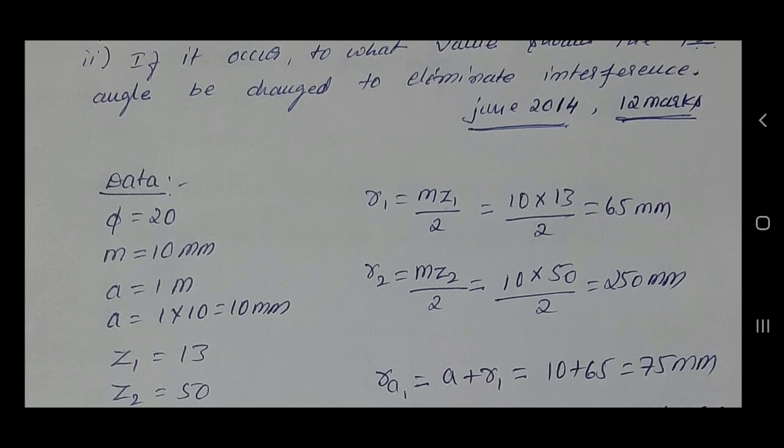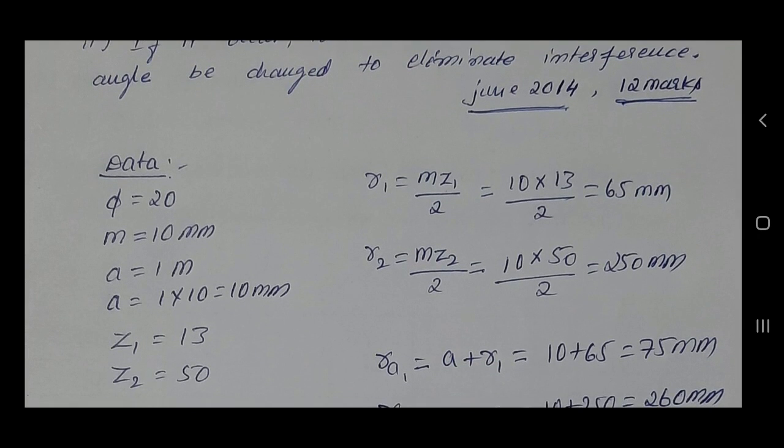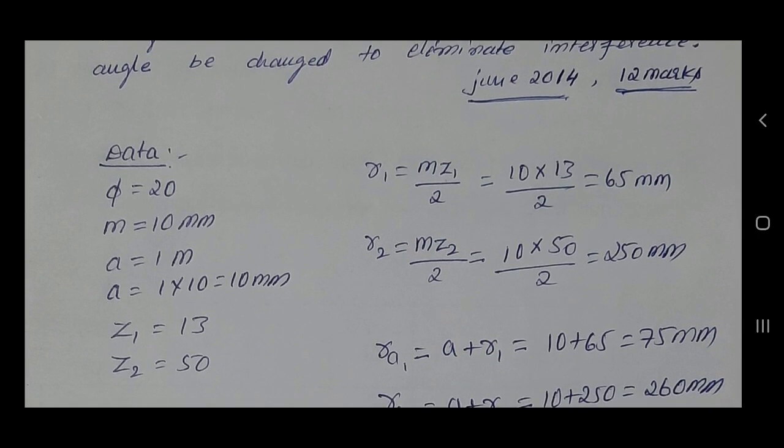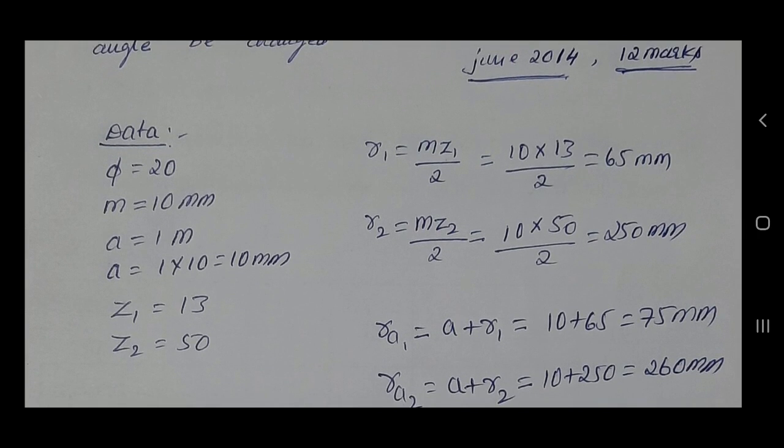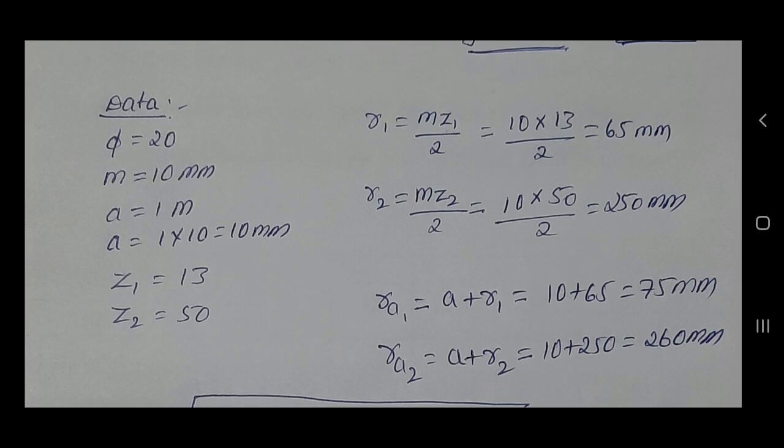By using the formula R1 is equal to m z1 divided by 2. So m stands for 10, z1 stands for 13, divided by 2. 10 into 13 divided by 2 will become 65 millimeter. Next R2, the pitch circle radius of gear 2, that is m z2 divided by 2. M stands for 10 millimeter, z2 stands for 50, divided by 2, which is 250 millimeter.